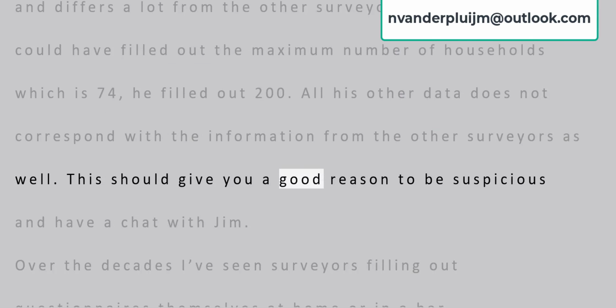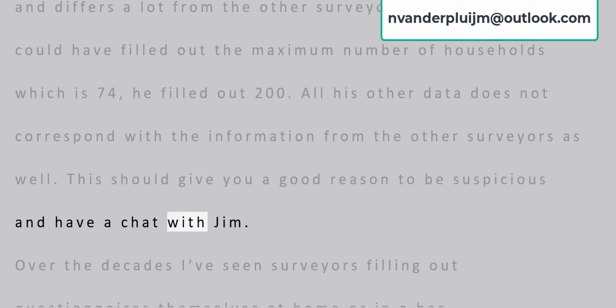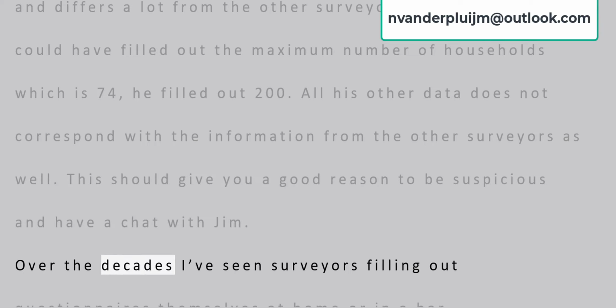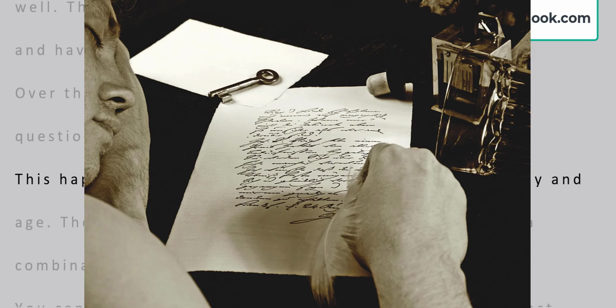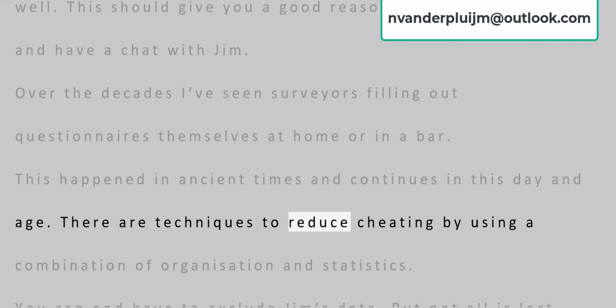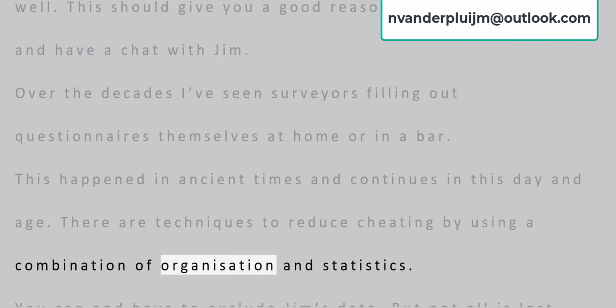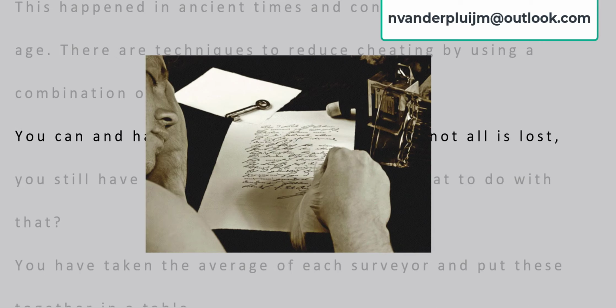This should give you a good reason to be suspicious and have a chat with Jim. Over the decades, I've seen surveyors filling out questionnaires themselves at home or in a bar. This happened in ancient times and continues in this day and age. There are techniques to reduce cheating by using a combination of organization and statistics. You can and have to exclude Jim's data.